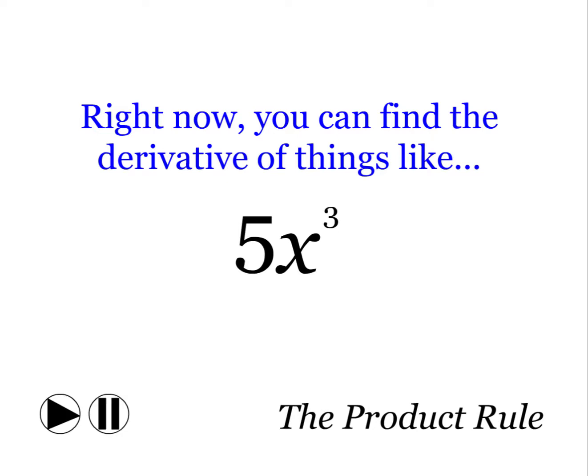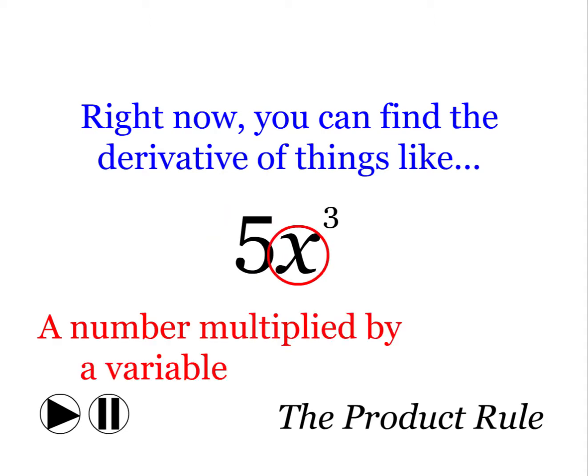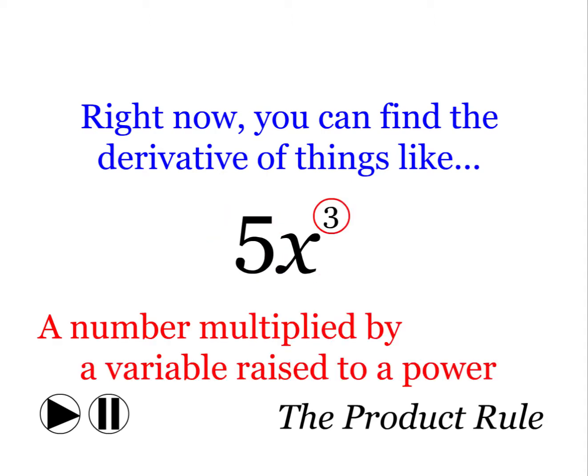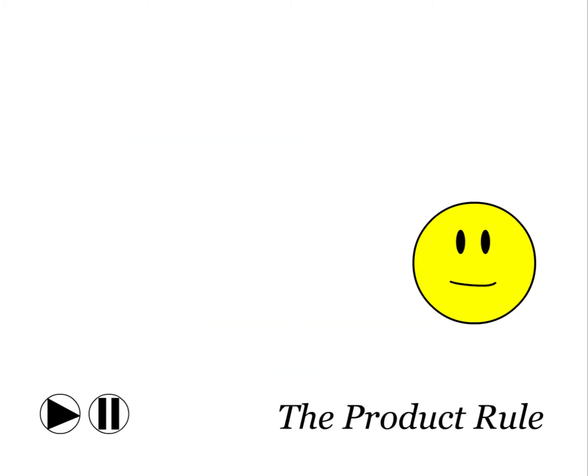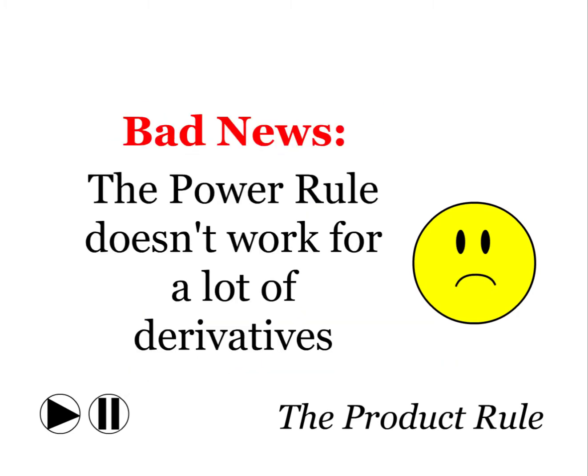Once you master the power rule, you can take the derivative of anything that looks like this. A number times a single variable being raised to a power. That's the good news. Here's the bad news. There's a lot of stuff you're going to have to take the derivative of that doesn't come in that form.